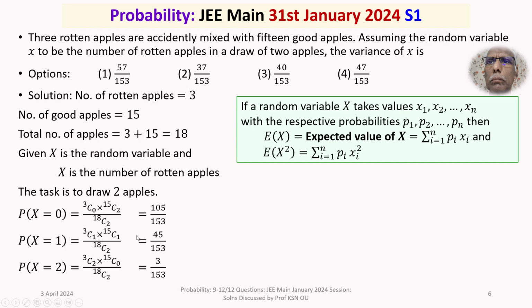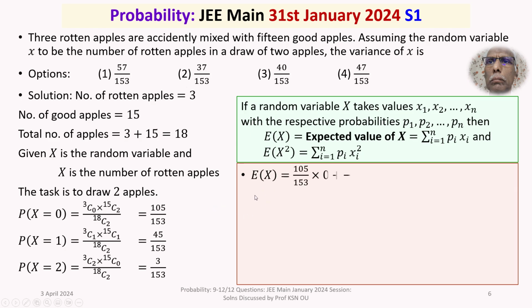Let's come back to our question and find out the expected value of X. So E of X will be equal to the probability 105 by 153 multiplied by 0, plus the probability 45 by 153 multiplied by 1, plus 3 by 153 probability multiplied by 2, and sum it up, then you will get 51 by 153, that is equal to 1 by 3.